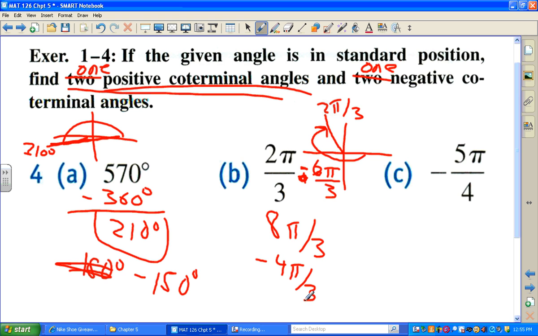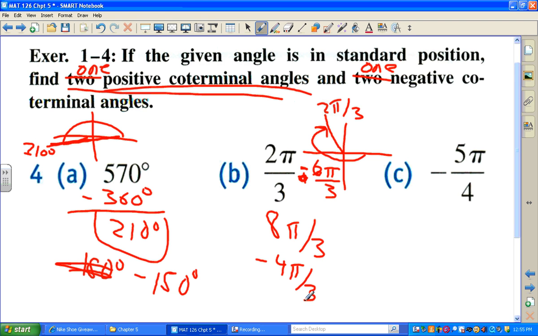How'd you do that? Well, I don't know. If you take 210, subtract 360, you get negative 150. So far, so good? I subtracted it from 2 pi over 3. If you subtract it from 8 pi over 3, aren't you going to be back here at 2 pi over 3?